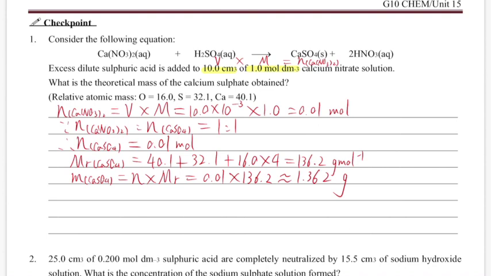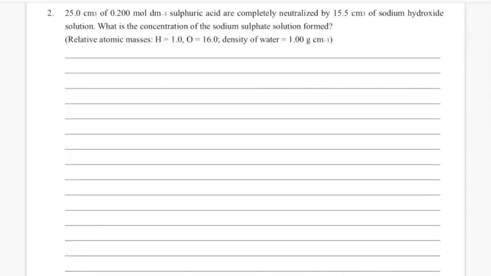And now let's move on to the second question. Question 2. 25 cm cube of 0.2 molar sulfuric acid are completely neutralized by 15.5 cm cube of sodium hydroxide solution. And what is the concentration of sodium sulfate solution formed?